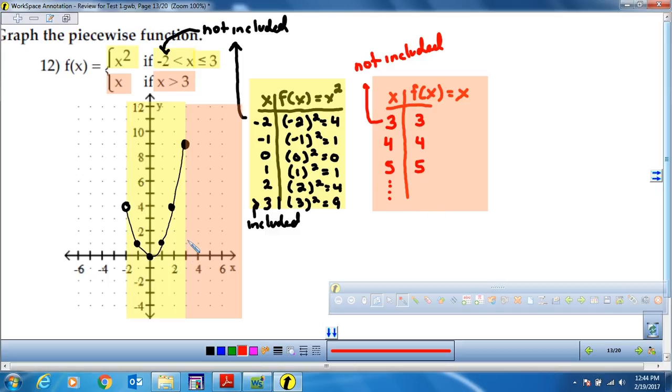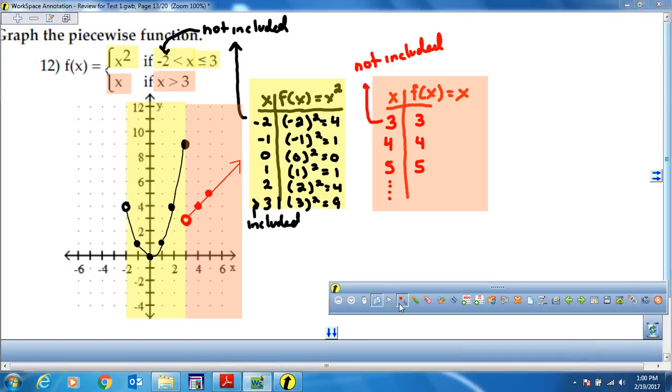So for this one we're going to have the point 3, 3, but we said that the 3 is not included, so it's an open circle. 4 comma 4, which is here, 5 comma 5, which is here, 6 comma 6, keeps on going. So this graph is going to keep extending from here all the way to the right side. And this is the whole piecewise function, f of x. That's what it represents.